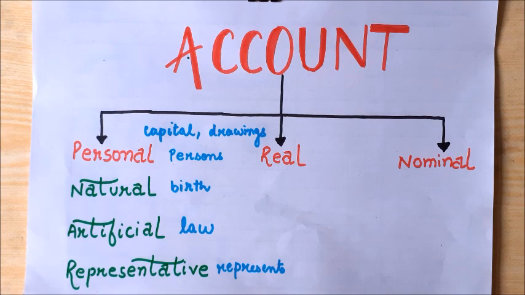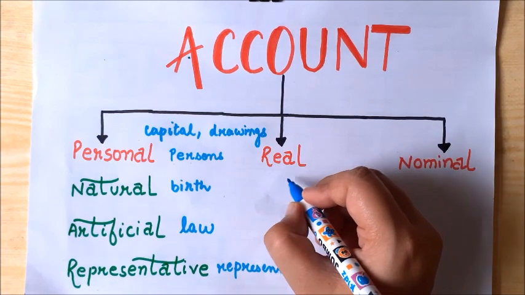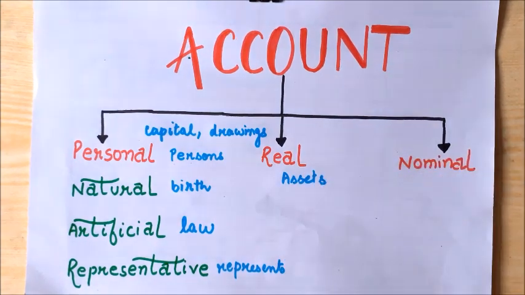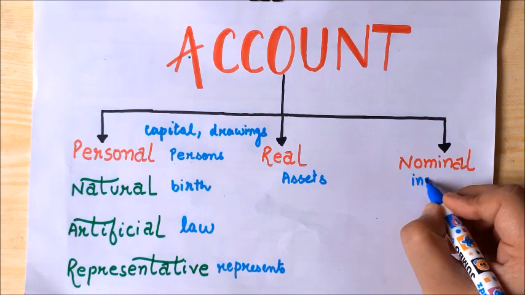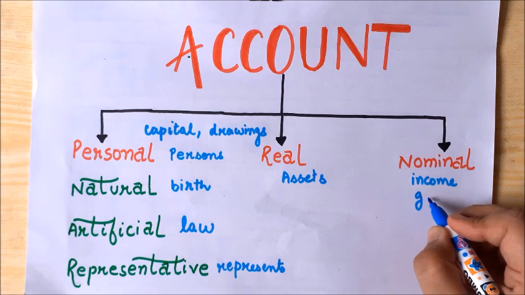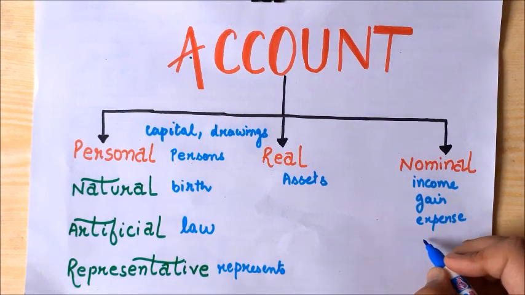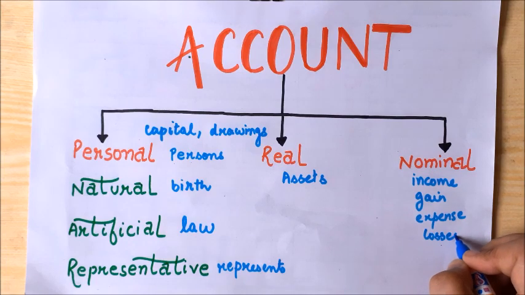The second type of account is real account. Under real account, all the assets or the properties of the business come. The third is the nominal account. In nominal account, income, gain, expenses and losses are covered.